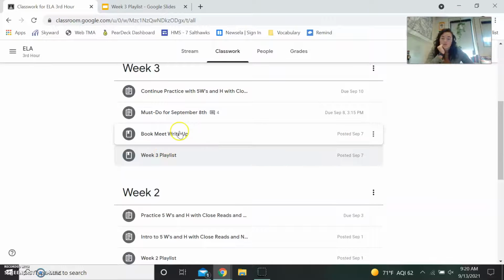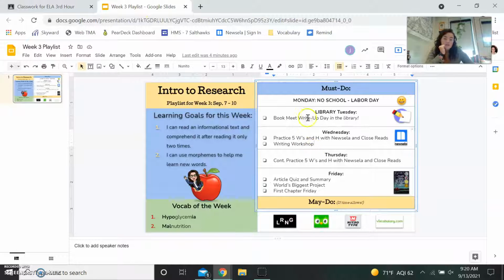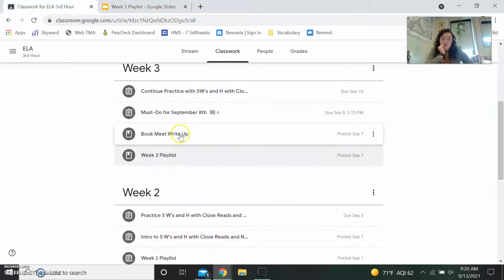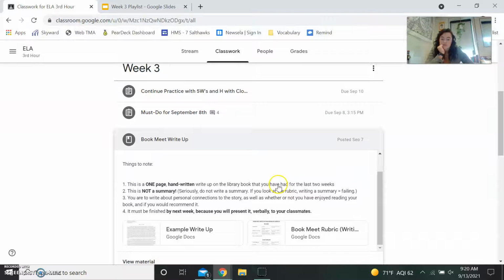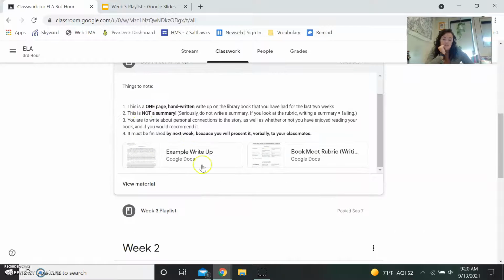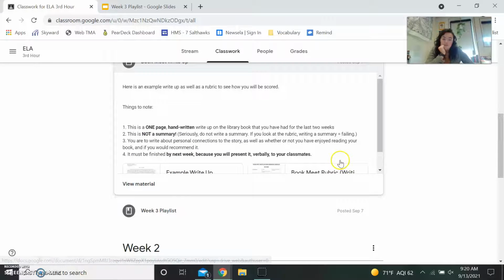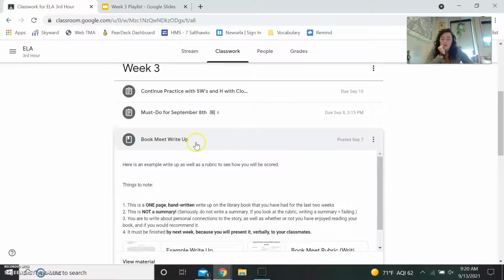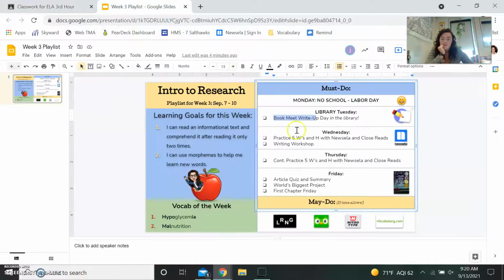What I'll usually do is, if there's something posted in here for a must do, I try and name it pretty similarly in Google Classroom. So this book me write up, if we go over to Classroom, there's book me write up. It gives instructions on what to do for that. It gives you an example and a rubric. So you can do that from home. So that's how you navigate that there.